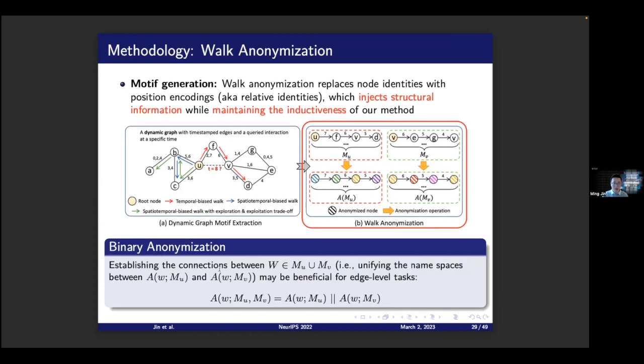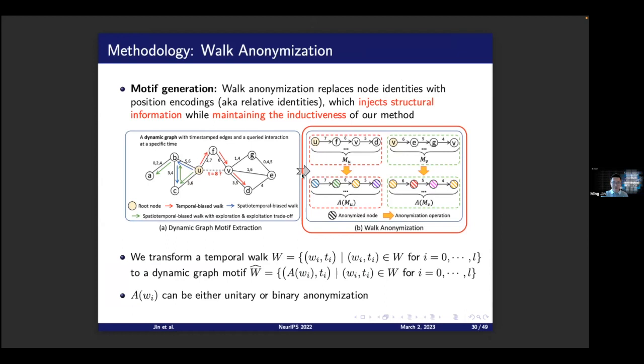We can also consider the binary anonymization, which is built on top of the unitary version. During the binary anonymization, we establish the connection between two sets of walks, starting from the two target nodes U and V. Here we unify the namespace between two positional encodings and bring them together using the concatenation operator. This kind of positional encoding is conditioned not only on MU but also on MV. So it's helpful for edge level tasks like the commonly used transductive or inductive temporal link prediction, as mentioned in the paper as well.